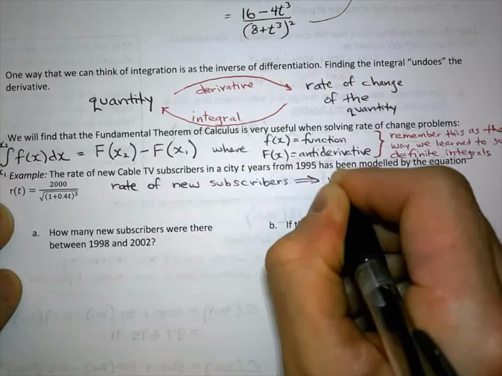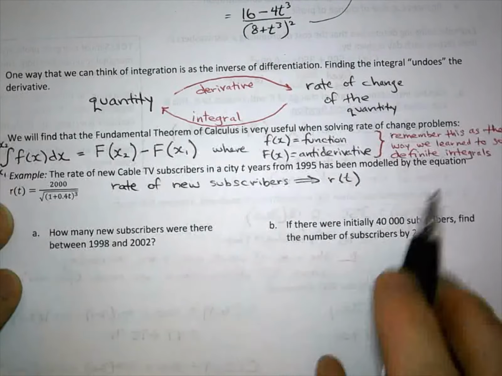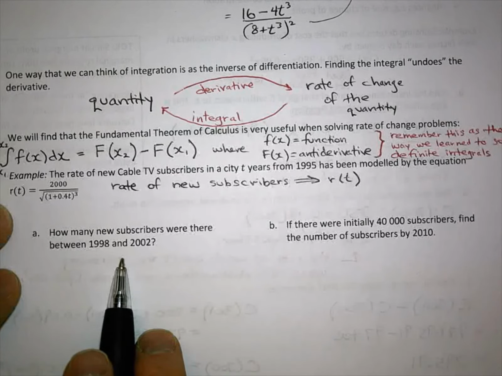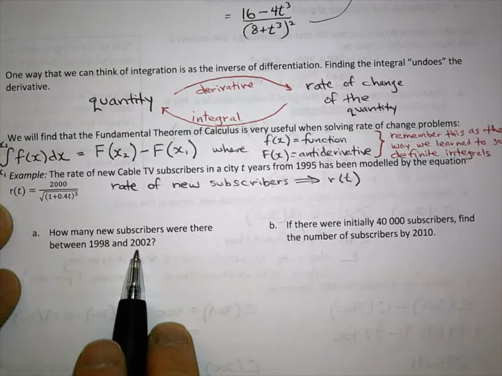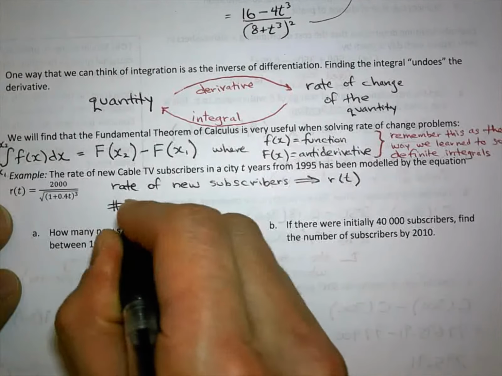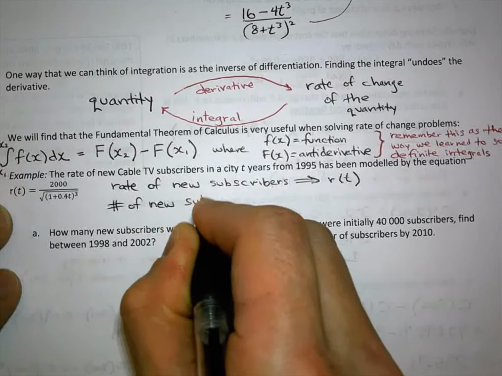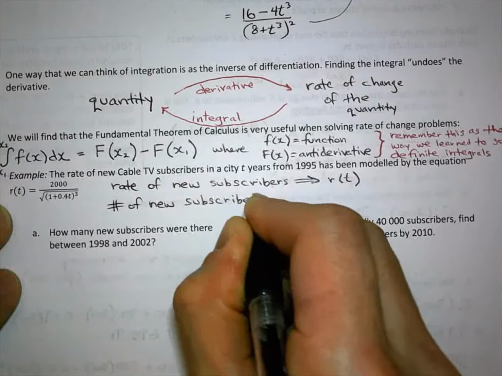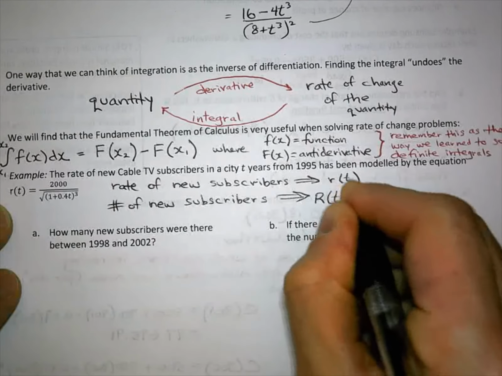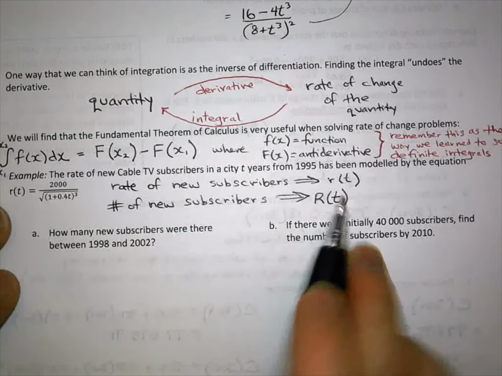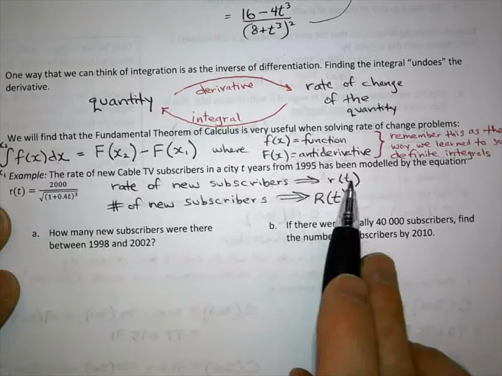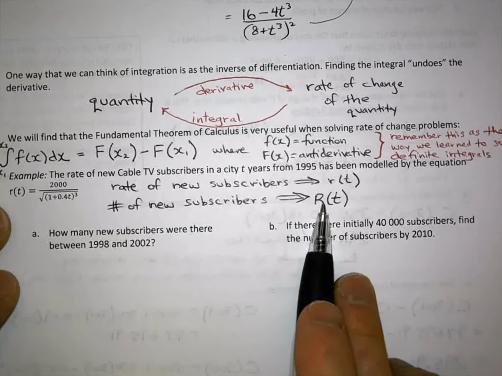So let's write that, rate of new subscribers. That is R at t. What we want to know is how many new subscribers there were between 1998 and 2002. We don't want to know the rate, we want to know the number of new subscribers. If you had a question like this on your IB math exam, I'm going to call it big R at t because it's the antiderivative. Hopefully your spider sense is going off. Oh my God, they gave me a rate, and I want to go back to the original quantity. So I'm going to have to integrate. I'm going to take this rate and integrate it to get the big R, the antiderivative.